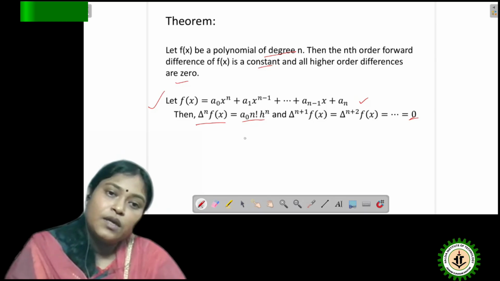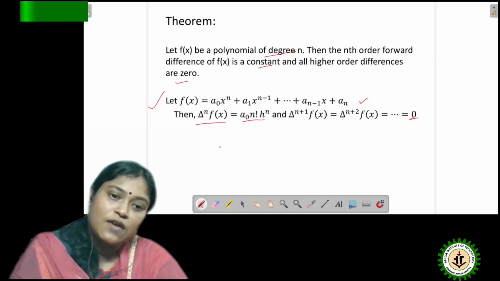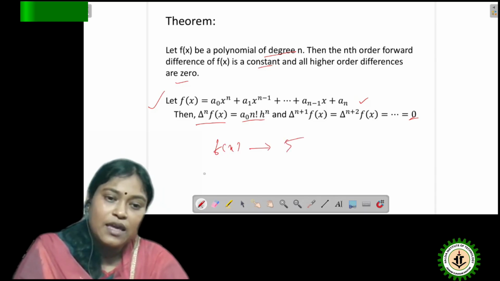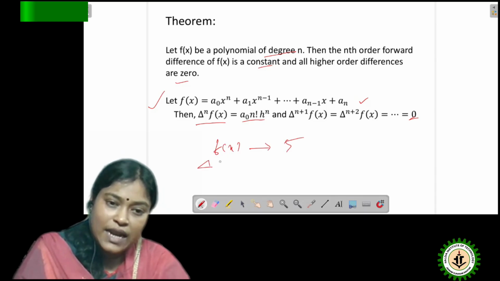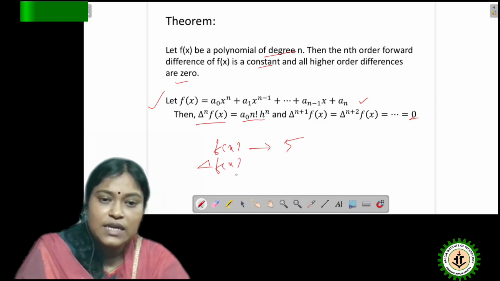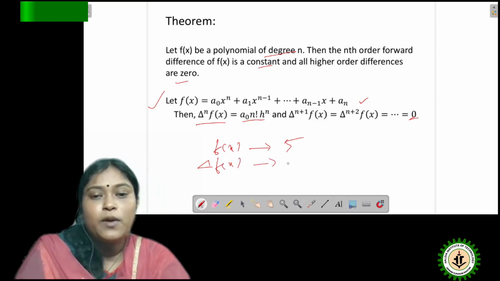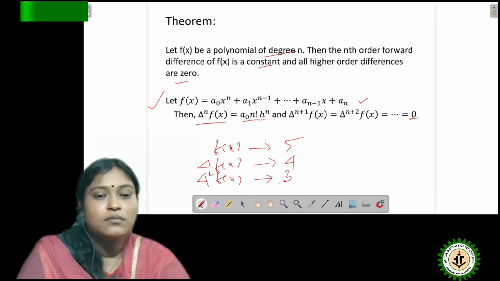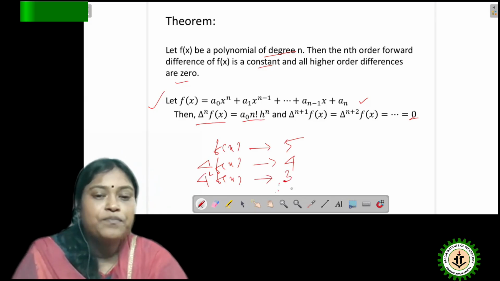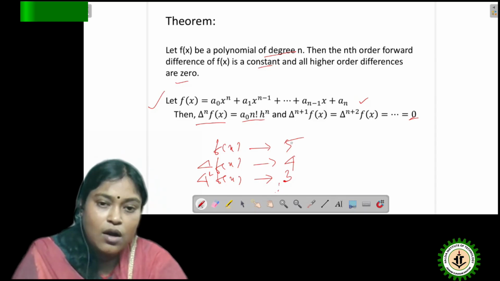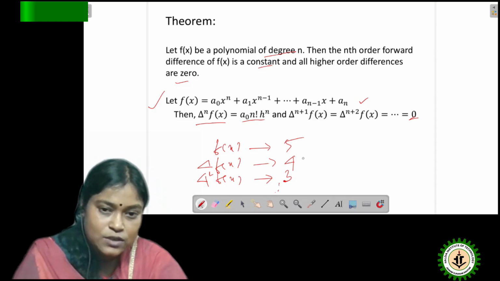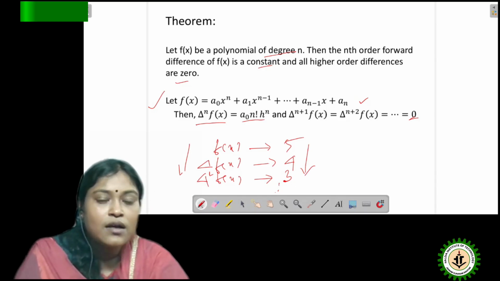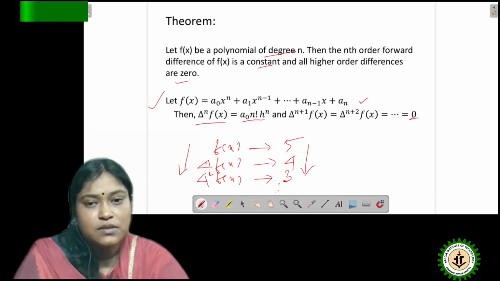Actually, one thing: suppose f x is a polynomial of degree 5. If I use delta on the polynomial f x, then it will be a polynomial of degree 4. Delta square f x will be a polynomial of degree 3, and so on. In this way, the degree of the polynomial decreases as we increase the order of the forward difference.